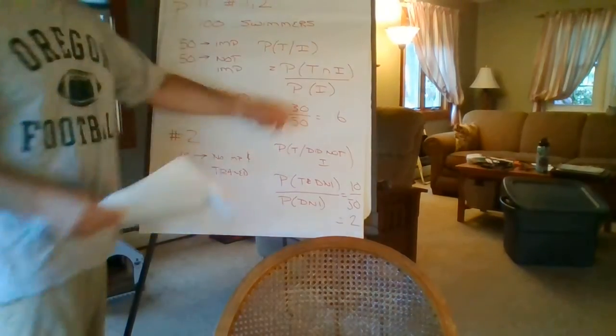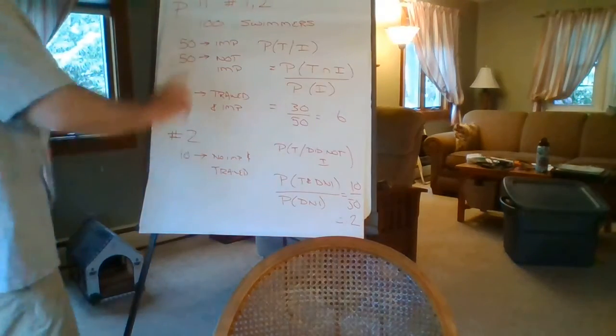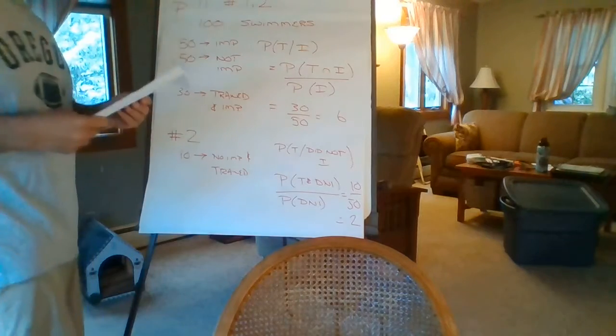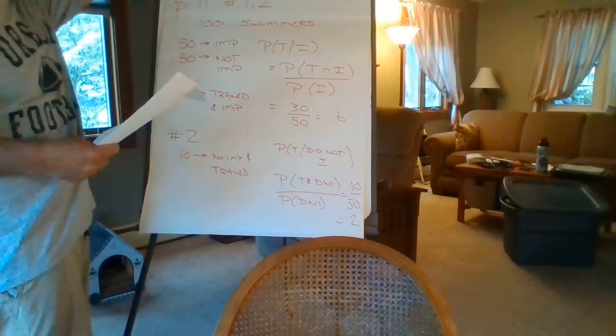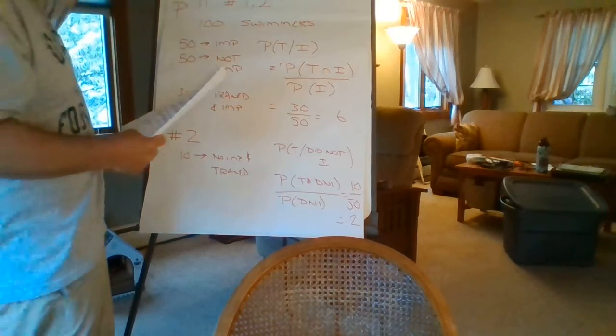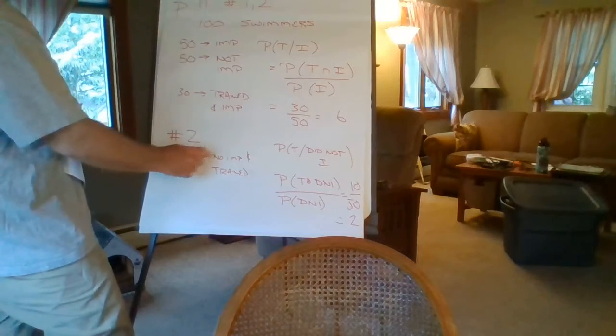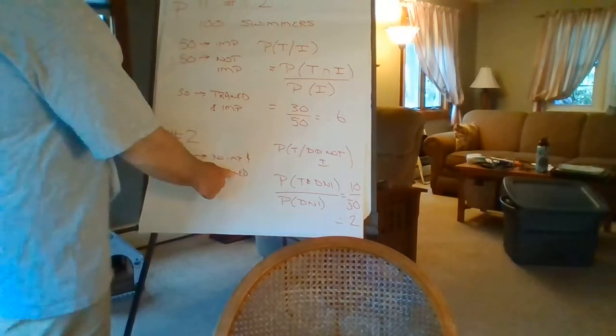That's the 50. 30 over 50 is 0.6. And you write it the way they want. Number 2 throws in more information. It says the probability that a swimmer did not experience an improvement in his or her race times and trained the week before the meet was 10%. So that means 10 out of 100, so 10, no improvement, even though they trained.